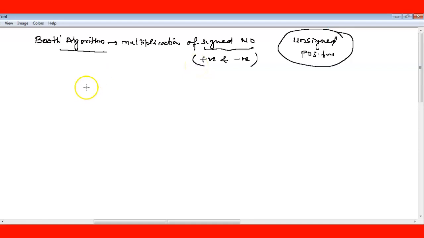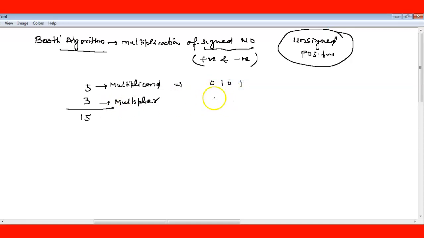So consider we are multiplying 5 and 3. Here 5 is called the multiplicand and this 3 is called the multiplier. The result is 15. If you write it in binary form, 5 is 0101 and 3 is 0011. So this is the multiplicand and this is the multiplier.